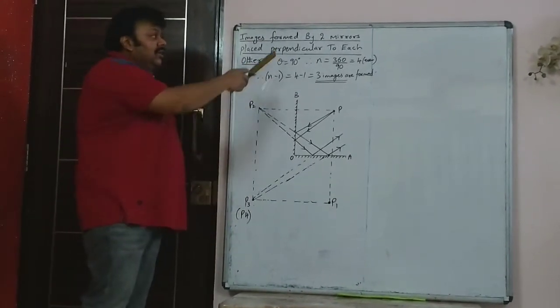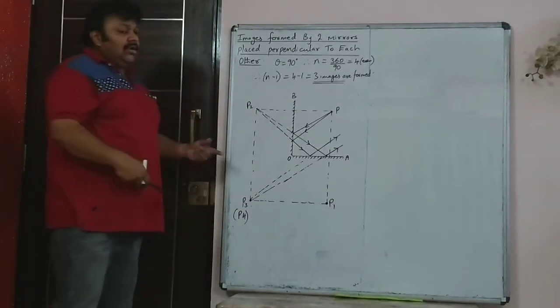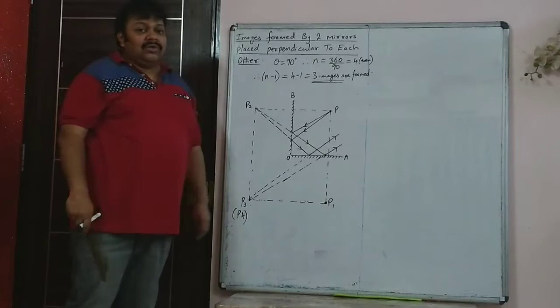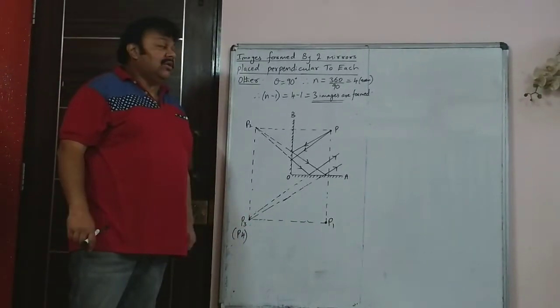Images formed when 2 plane mirrors are placed at 90 degrees to each other. How many images are formed? 3 images will be formed. 2 images are overlapping, that is why 3 images are formed.